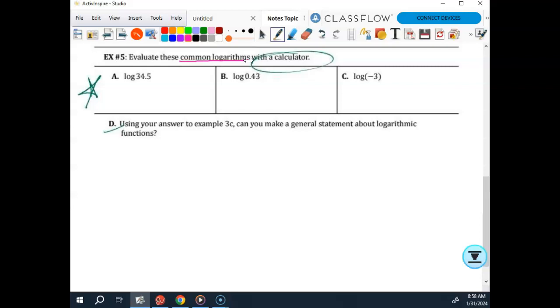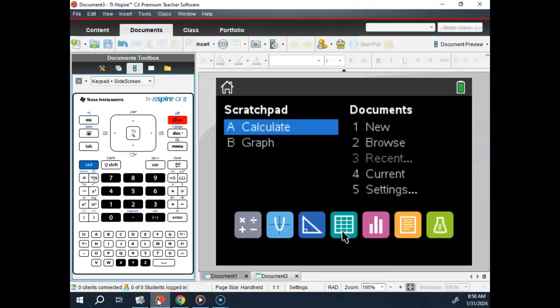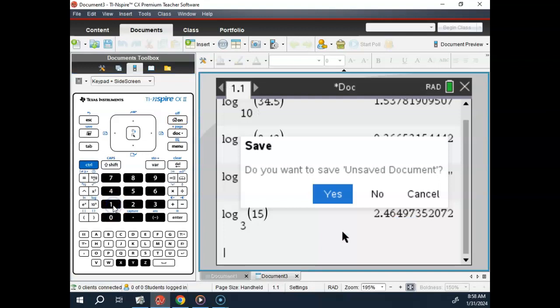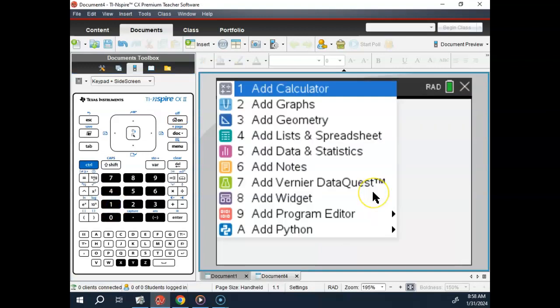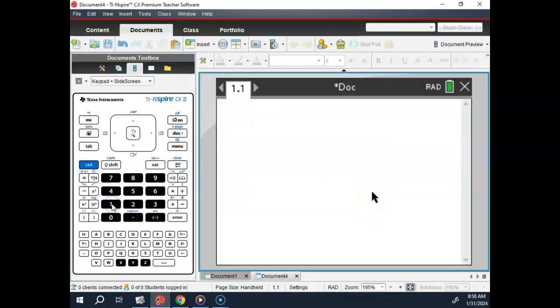Of 34.5. So on your calculator, let's turn them on. And when we turn them on, get to the black screen, 1 for new. No, we don't want to save. And all we need is a calculator right now. We're not going to graph anything. So on every other calculator I have ever used, besides this one, when you push the log button, which for this calculator is to the left of the 1 and it's in blue, it is under the 10 to the x.